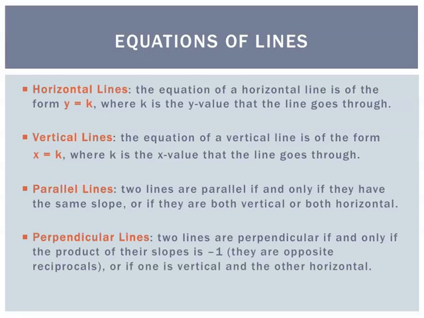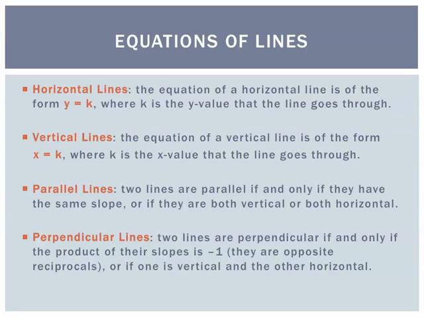Perpendicular lines are lines where the product of the two slopes is equal to -1. So if you have the equations of two lines and want to check if they're perpendicular, all you have to do is multiply their slopes together. If they're equal to -1, then you know they're perpendicular. Another way to think of this is that they are opposite reciprocals of one another. Opposite meaning if one's positive, then the other's negative. Reciprocals meaning that the fraction is flipped.